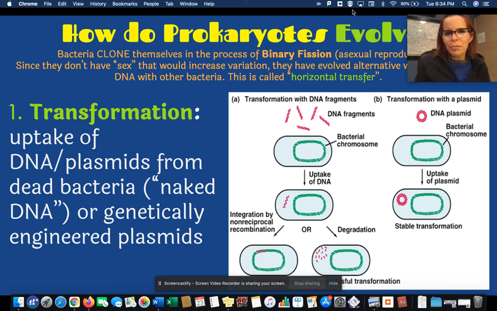So that's called transformation. Now, we use transformation in genetic engineering experiments where we genetically engineer a plasmid and just throw it into the environment with bacteria. There's a little bit more to that. We can force them to suck up a plasmid, and they're showing this in letter B here, the plasmid can be taken up into the bacteria. So there's transformation with DNA fragments and transformation with a plasmid.